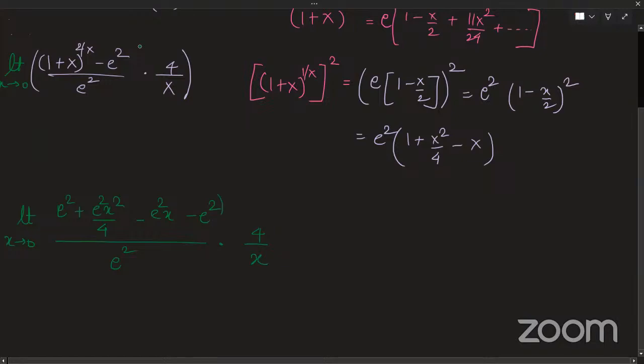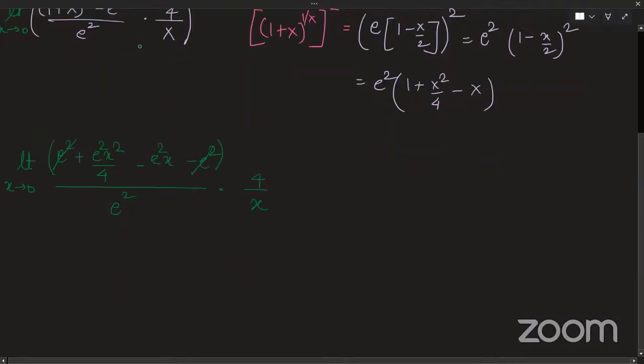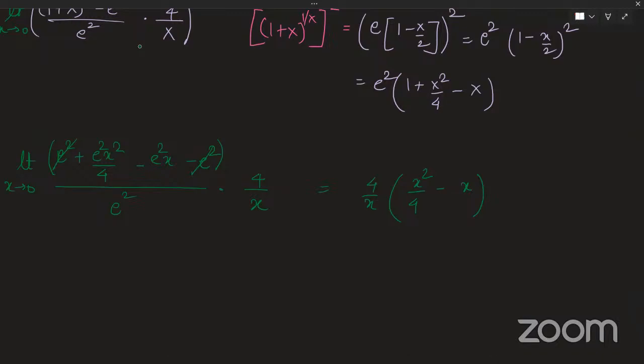Right, everyone? Yes, sir. My e square and e square got cancelled. So I'll cut my e square with all of these terms. So I will get 4 by x into (x square by 4 minus x). Right? Correct, yes, sir.